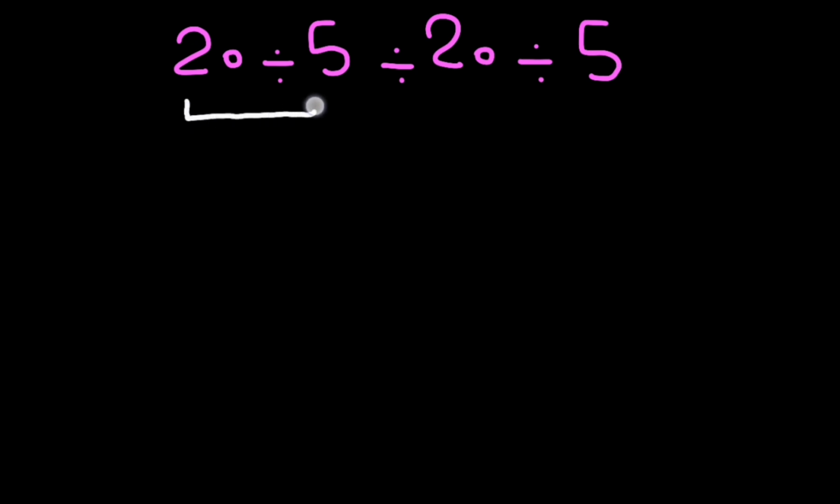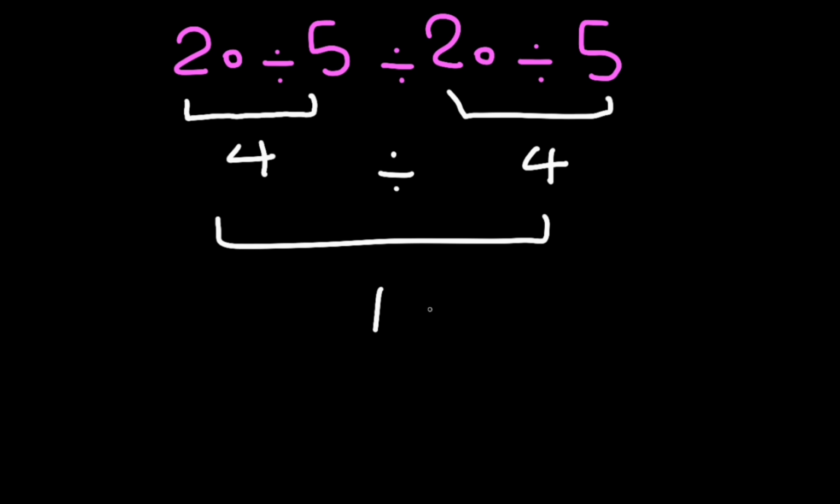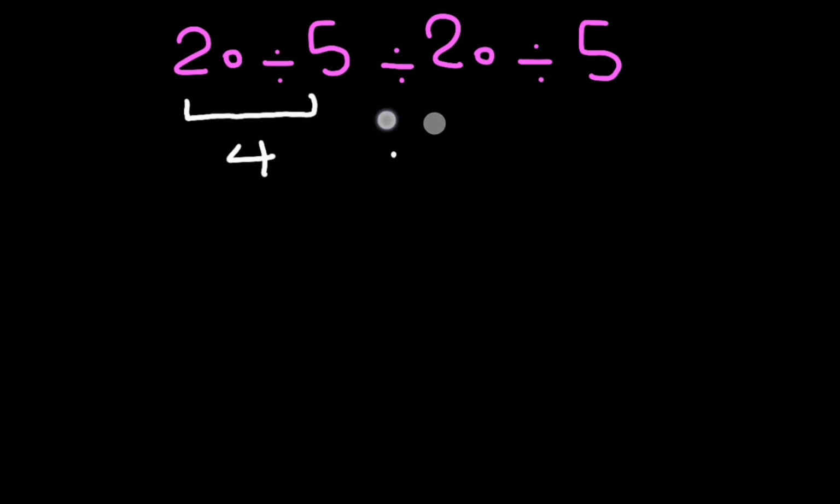20 divided by 5 gives us 4 and 20 divided by 5 gives us 4. Now 4 divided by 4 equals 1. But this answer is not correct because according to the order of operations we know that when we have more than one division in one expression we have to solve from left to right.